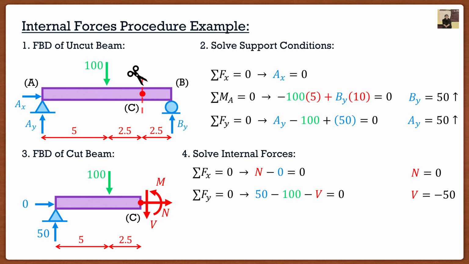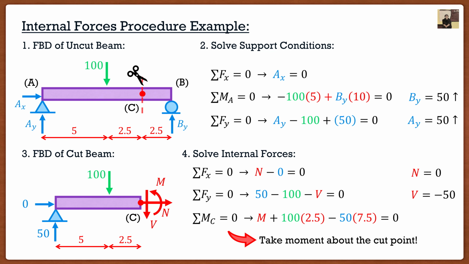And then the final internal force is going to be that moment. How do I do that? Well, I'm going to take the summation of moments about the cut. So there's going to be another little trick. You don't have to do this, but this is what I recommend. I always take my summation of moments about where I cut my beam. So in this case, I'm taking it about C.